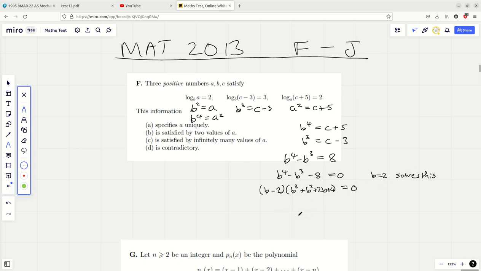So what have we discovered here? We've discovered that this is the same as a linear factor times this. And we've discovered, by the way, that it doesn't look so far like it's contradictory, or that it's satisfied by infinitely many values of a, because we've got one value of b which is definitely satisfied, 2, which means that a would be 4. Yeah, so we've got one value.